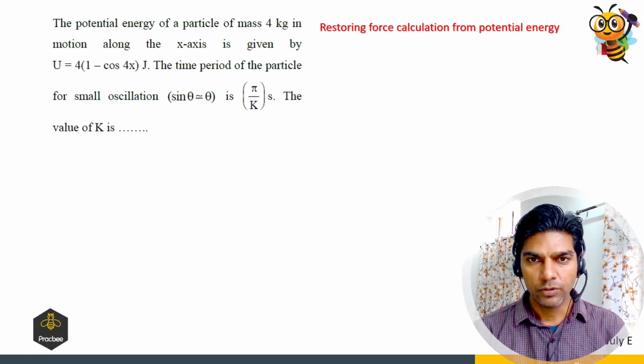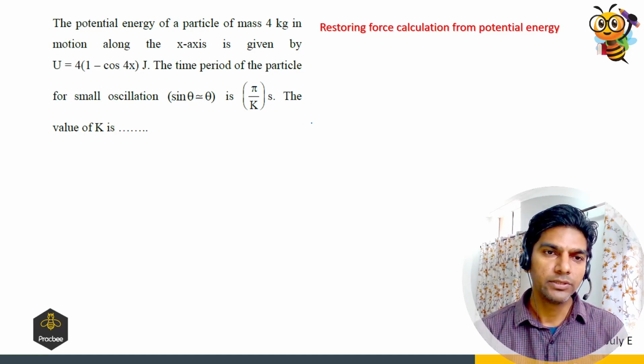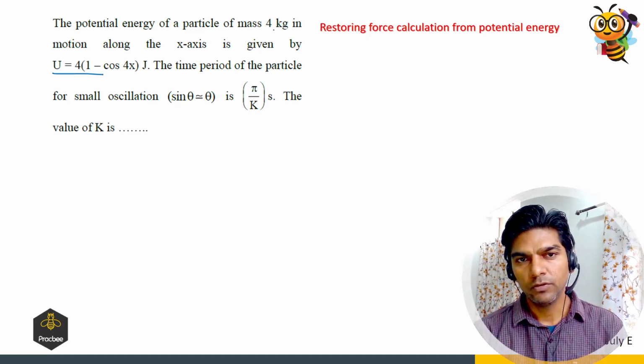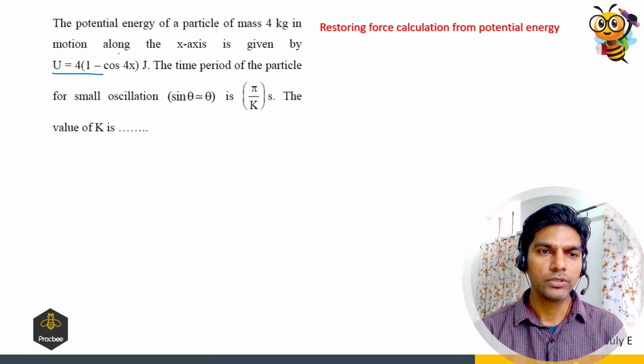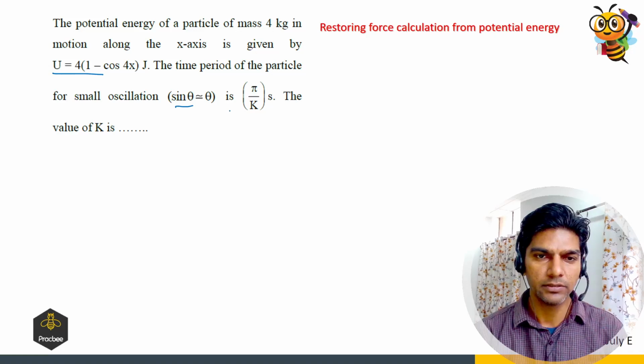Now let us see the next problem type, and it is based on the restoring force calculation from the potential energy. So here we have been given potential energy. The potential energy of the particle of mass 4 kg in motion along the x-axis is given by this equation. The time period of the particle for small oscillation, where we assume sin theta is nearly equal to theta in radians, is pi by k seconds. Find the value of k.